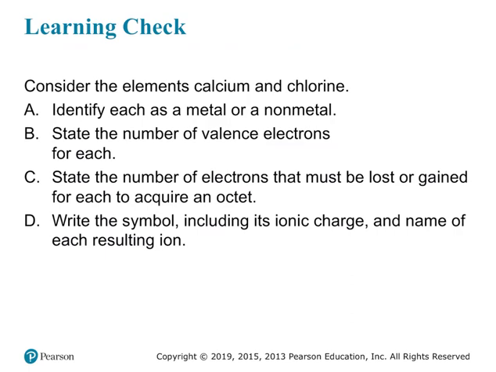Okay, so let's do a learning check. Let's consider the elements calcium and chlorine. And we're going to identify them as either metals or nonmetals. We're going to state the number of valence electrons for each. And then we're going to state the number of electrons that must be lost or gained for each of them to acquire an octet, or 8 electrons. And then we'll write the symbol for the ion, and we'll name them too. So if you want to try this on your own first, feel free, and when you unpause the video, we'll go over it together.